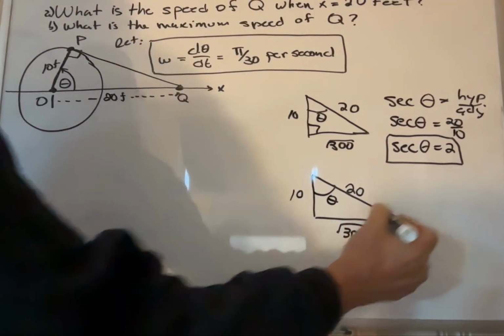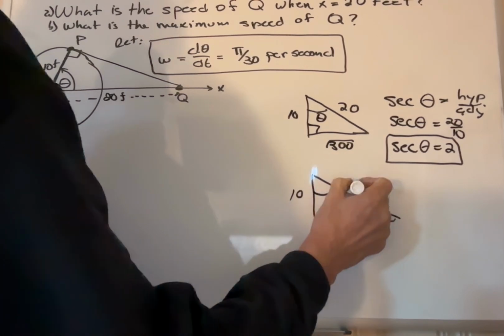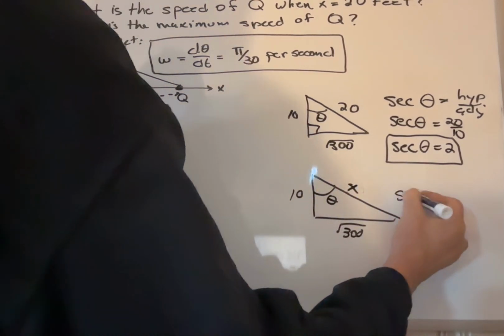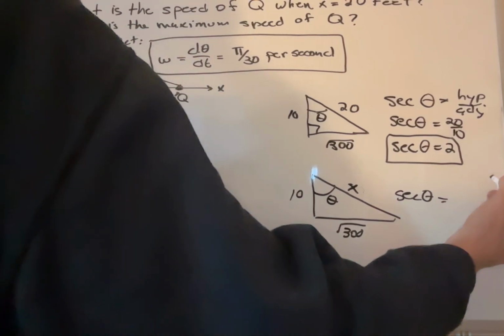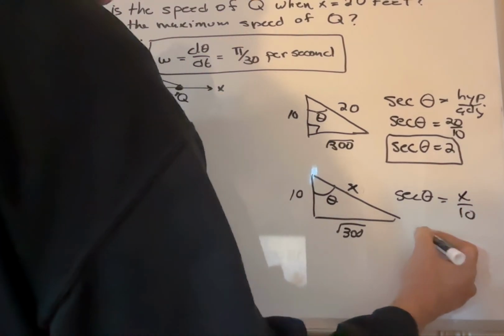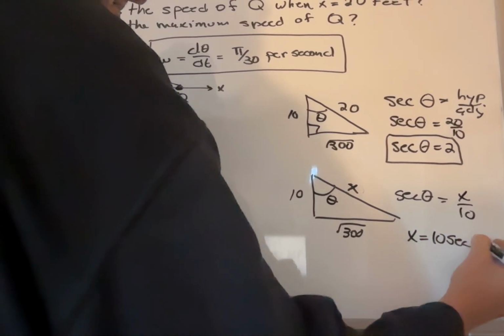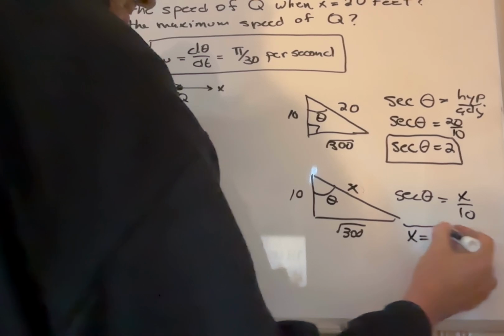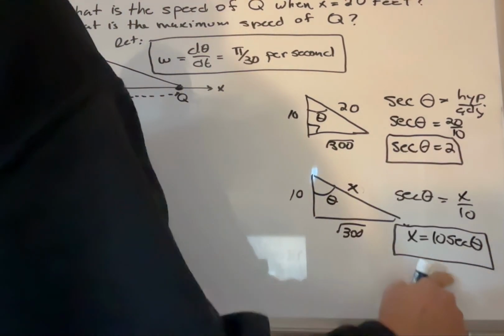Let's look at the general equation. So our general equation is, we don't know this, so let's make this just be x. So now we have secant theta is going to be basically x over 10. Therefore, x is going to be equal to 10 times the secant theta. This is our general equation. These two are both going to be important.